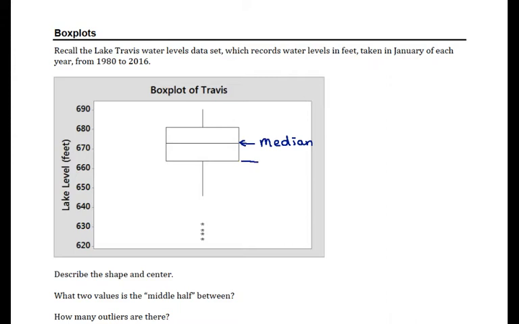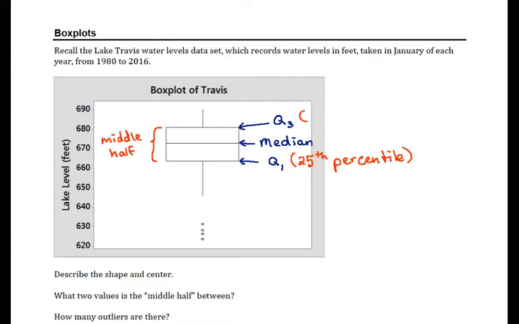The bottom of the box is our first quartile Q1, and the top of the box is our third quartile Q3, which means that the box itself represents the middle half of the distribution. Remember that Q1 is the 25th percentile, and Q3 is the 75th percentile. So everything between the 25th and 75th percentile is the middle half.